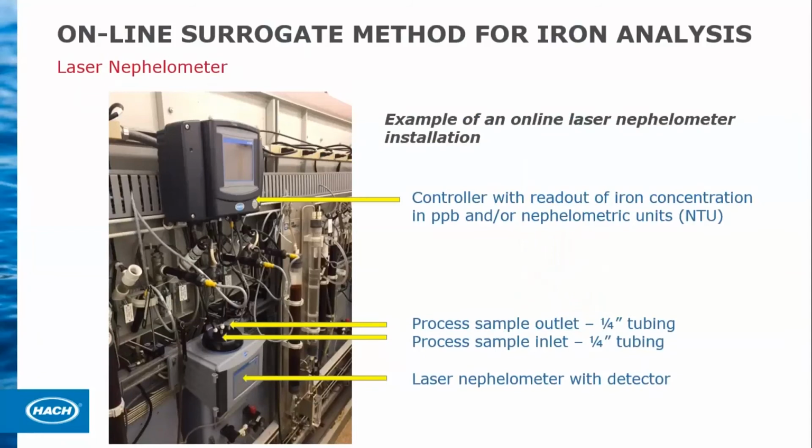Here's an example of an actual plant setup. We have a controller that's going to read out iron concentration, either in ppb, if it has the ability to take that equation that I'm going to talk about and put it in, or it's reading out in nephelometric units, typically NTU or milli-NTU. How does this work? Typically, you're bringing in a 1/4-inch line. It can be from an existing sample panel you have. If not, we have to make sure that all those assumptions we said early on are being taken into account to have a good sample. And then we have our laser nephelometer.